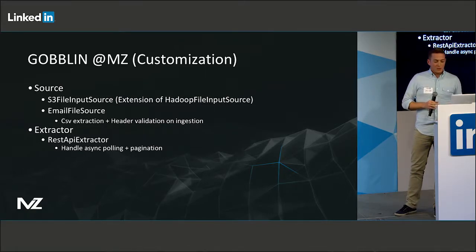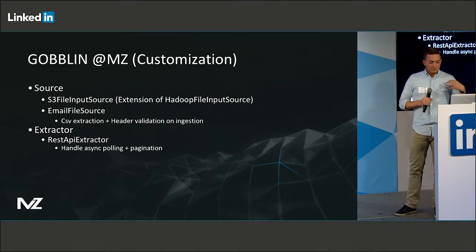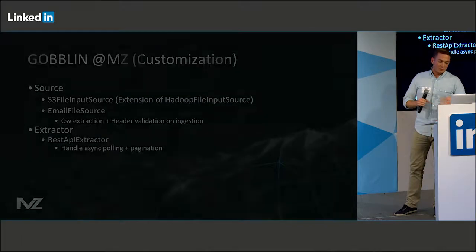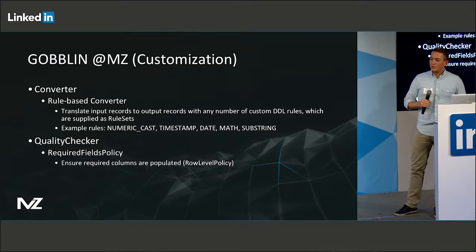The REST API extractor for Goblin is pretty good if you're just doing a single pull of data from a thing. We didn't have anything for handling async polling or pagination, so if you had a job that took a long time and then you had to pull an endpoint, we had to implement that ourselves. So that's something we probably could contribute back to the community, I guess.